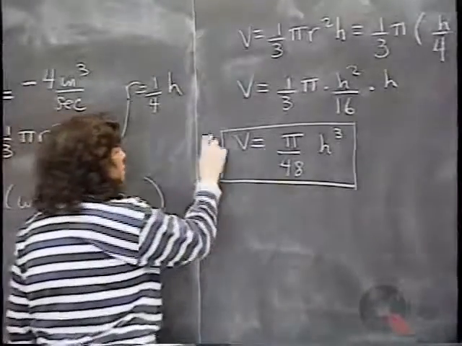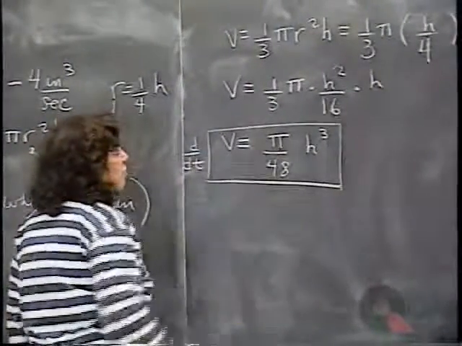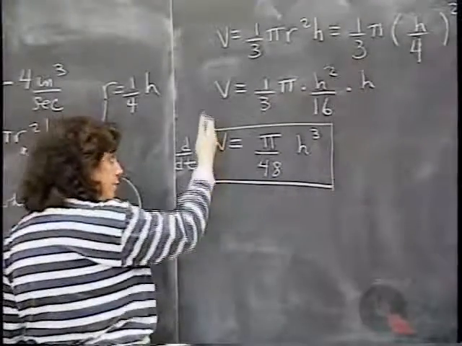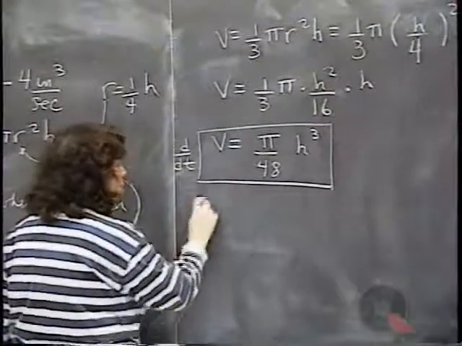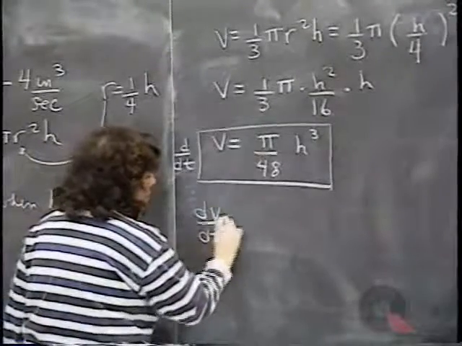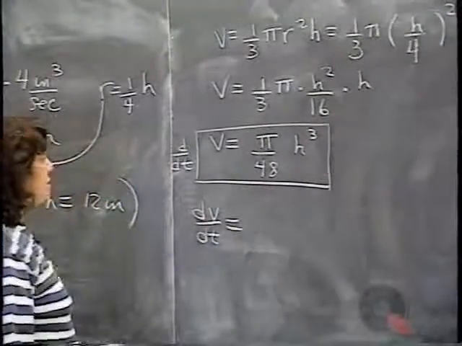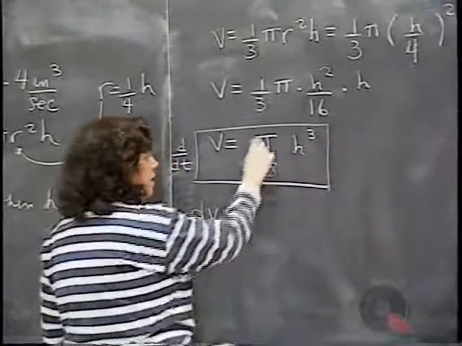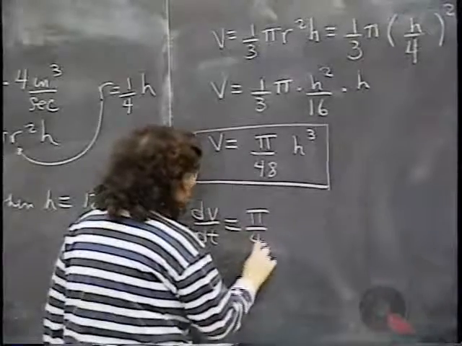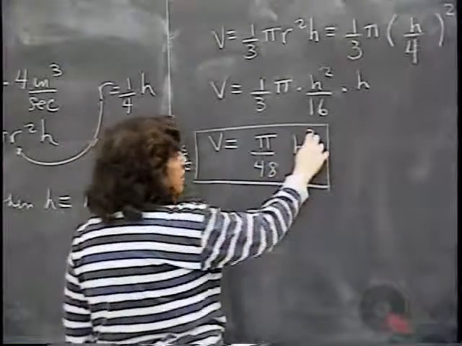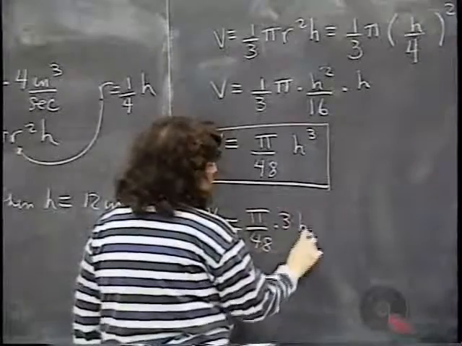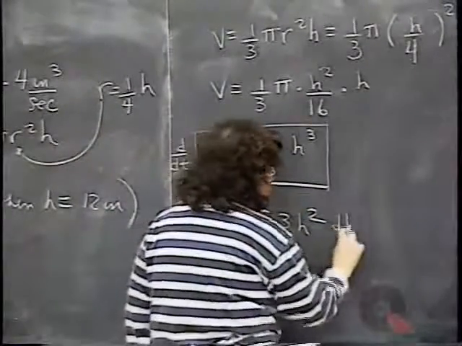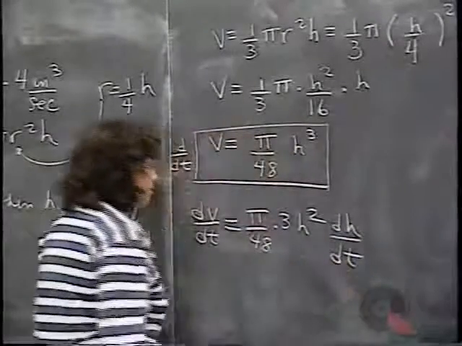So let's do that. Let's take derivatives of both sides of this equation with respect to t. The derivative of V with respect to V would be 1, but with respect to t it would be 1 dV dt. And the derivative of pi over 48 H cubed with respect to H would be pi over 48, the constant, times the power, 3, H to the 1 less power. With respect to t, it would be this times dH dt.